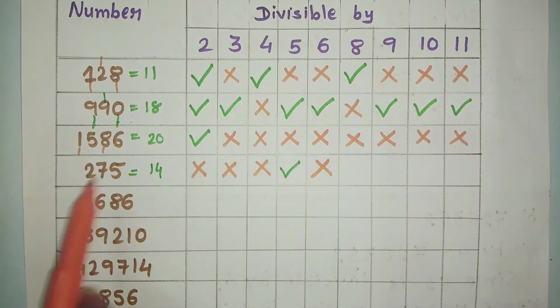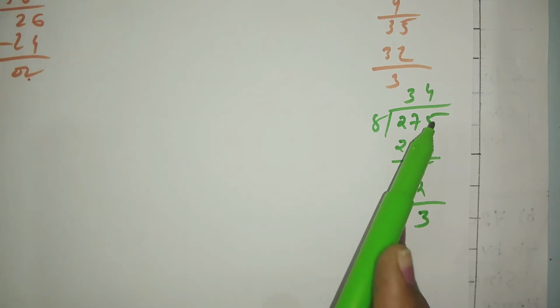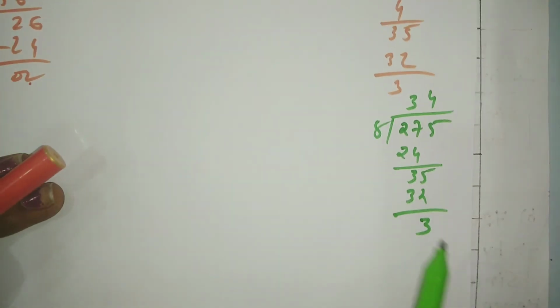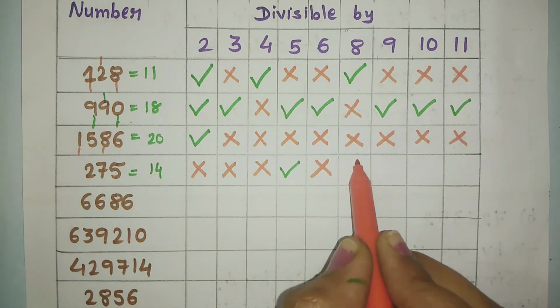For 8, last 3 digits. Last 3 digits means 275 itself. The 3-digit number 275 divided by 8 leaves the remainder 3. So this 275 is not divisible by 8, so this number is not divisible by 8.